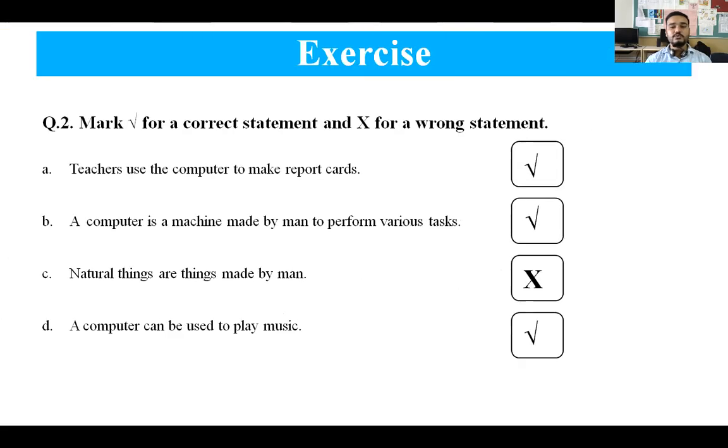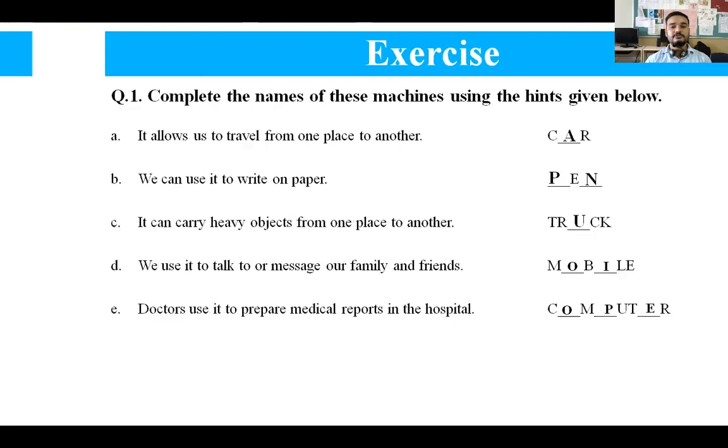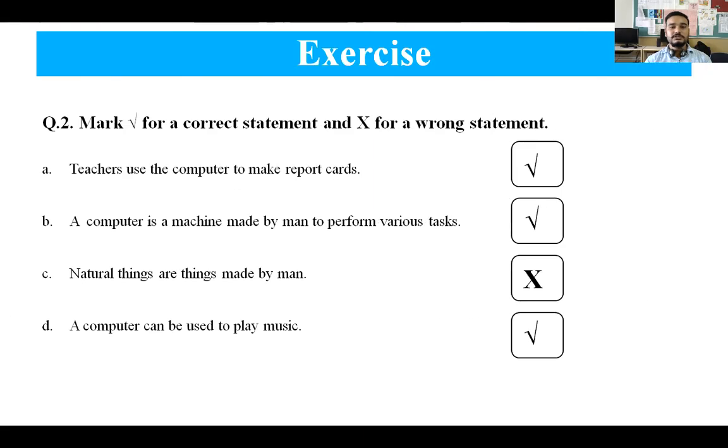Here you have to do true. Here you have to tick about correct and wrong answer. So it is already been done. So teachers use the computer to make reports. Yes, it is true. Teachers use computers for making reports. Then second one is, computer is a machine made by man to perform various tasks. Yes, as we already learnt it, it is a machine that is made to perform various tasks.